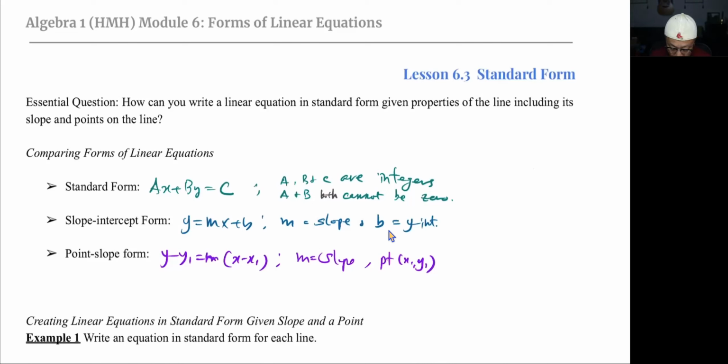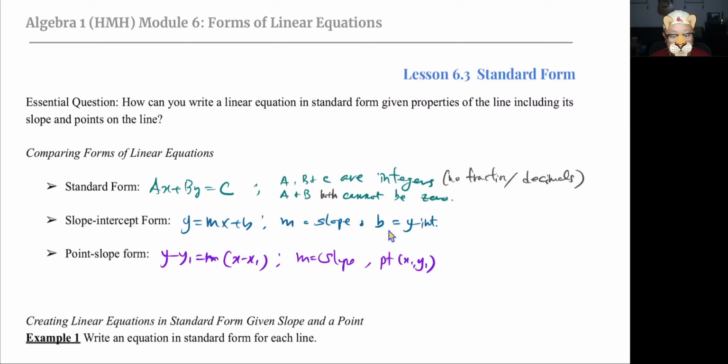So standard form is when you have ax plus by equal to c. So standard form is when you have the variables x and y on one side of the equation, right? That's literally it. And then a, b, and c are integers. No fractions, please. Okay, let me just write that. No fractions and decimals.